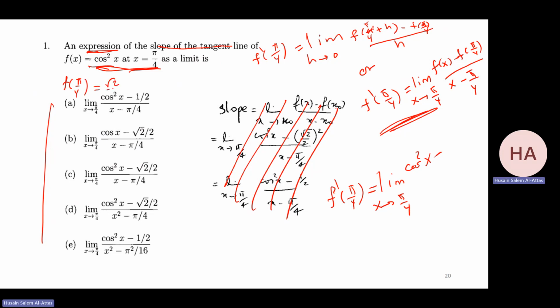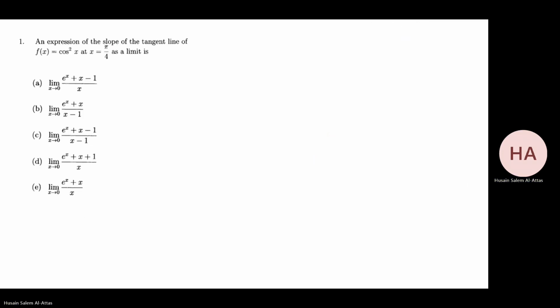It will be square root of 2 over 2 squared, which is 2 over 4, which is half, minus half over x minus pi over 4. Do we have this? Yes, it's this one. This one, no. This one, no. This one, no, also. And this one, also no. It's x squared. So this is the only solution. So this is just to force you to use the definition.